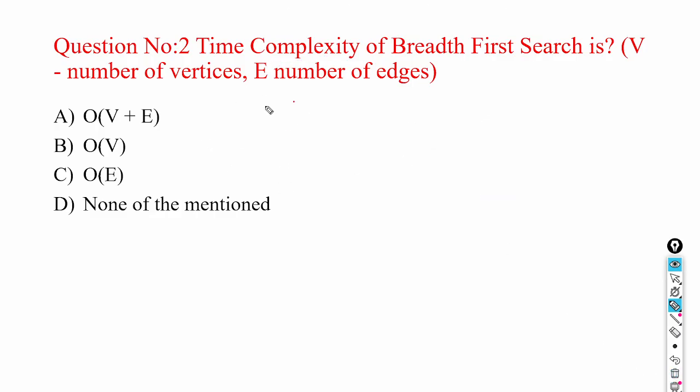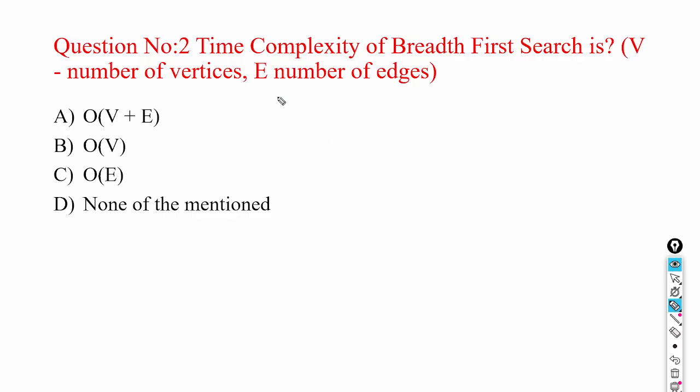So what is BFS? BFS traverses the graph level by level. First we go to level 1, then to level 2, then again to the next level. Like this, it traverses from one element to another, level by level.